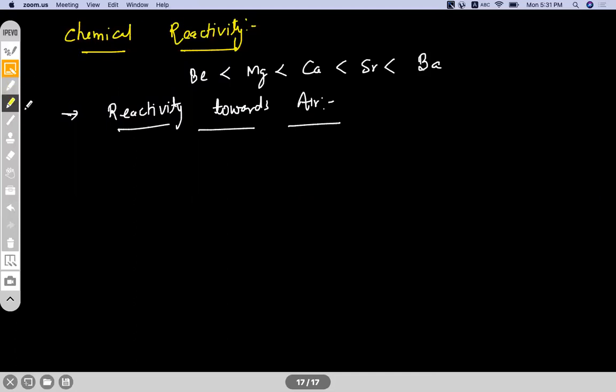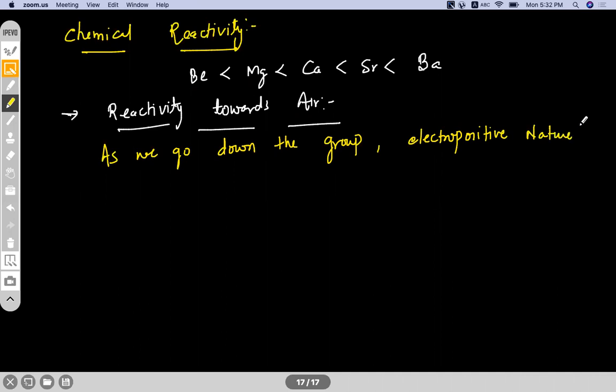Write down, due to increase in electropositive nature. Write down like this: as we go down the group, the electropositive nature increases, and hence reactivity towards oxygen also increases.